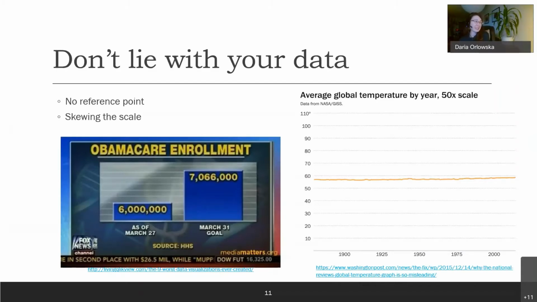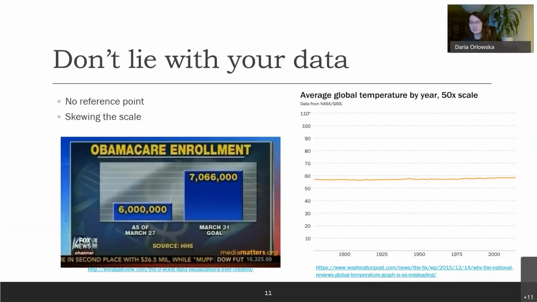So on the left-hand side, you have a graph of Obamacare enrollment. They're using a bar graph, which is good, but the one on the left is 6 million and the one on the right is 7 million, and it doesn't start with 0. So the 6 million looks a lot smaller than the 7 million because there is no reference point. It could also be argued that the scale may be skewed. We have no idea. There are no labels of how much those data points are increasing on.